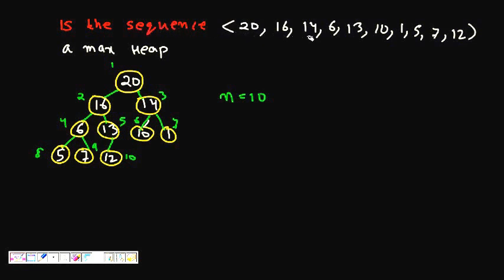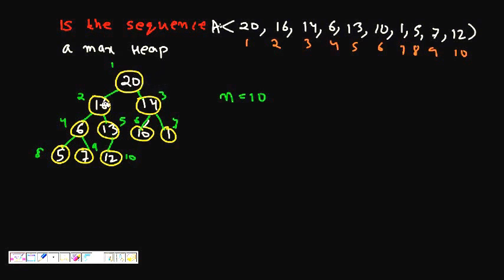Given a sequence of numbers in an array, 20, 16, 14, and so on, just check if it is a max heap. So this is our question. The indices are 1, 2, 3, 4, 5, 6, 7, 8, 9, 10. If we put it in the form of a heap, what happens?